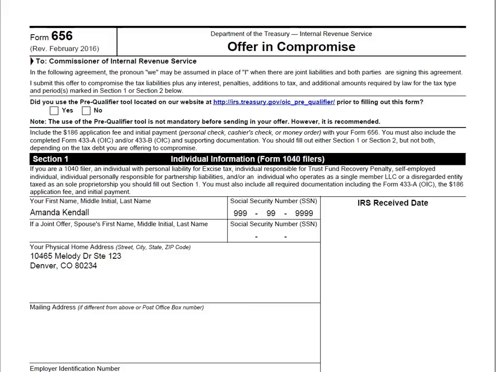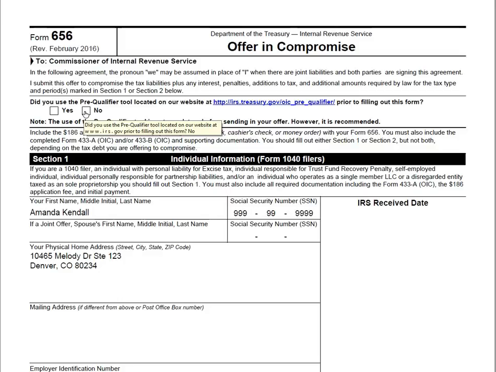I want to show you how to fill out a Form 656, which is the offer and compromise application, if you want to submit an offer and compromise with the Internal Revenue Service. This form is going to start off by asking you if you have used the pre-qualifier tool located on the IRS website right here. You can check yes or no depending on whether or not you did.